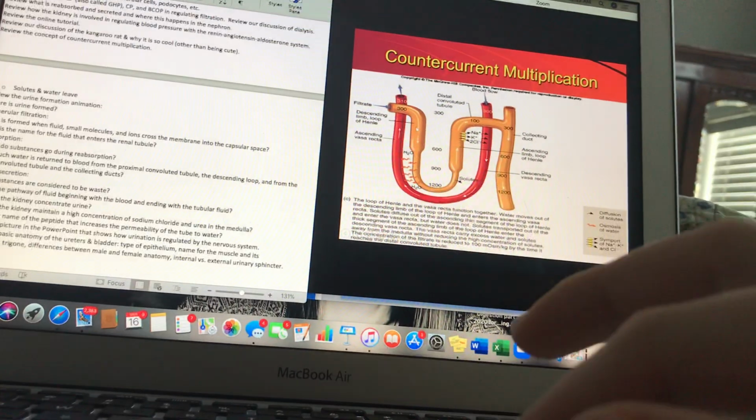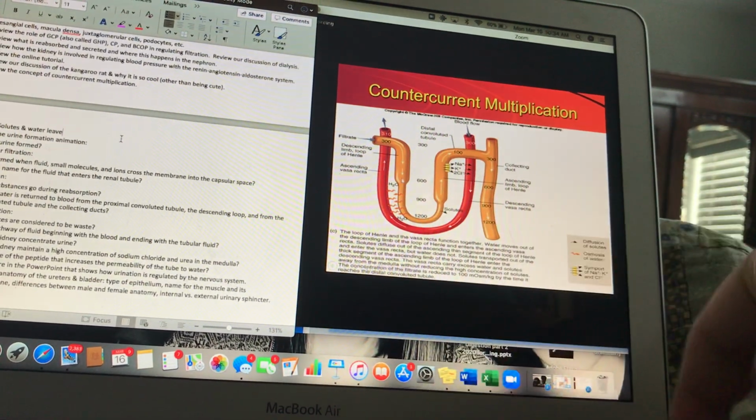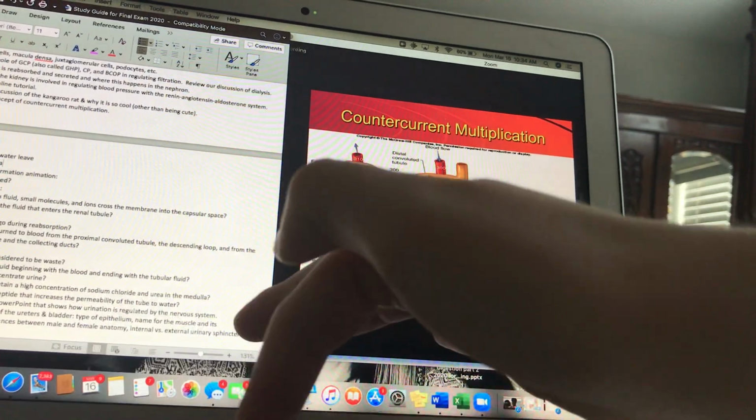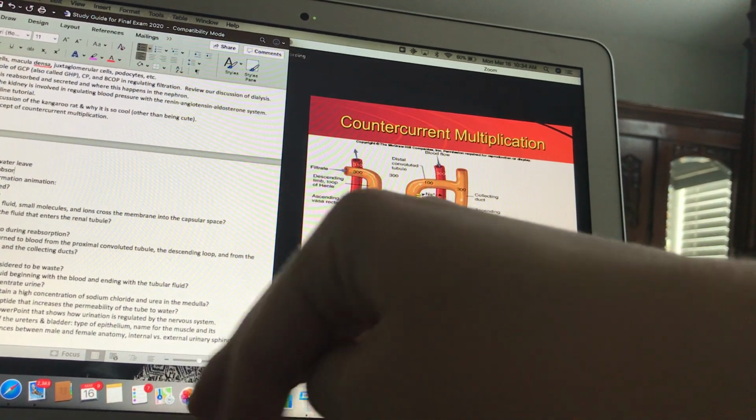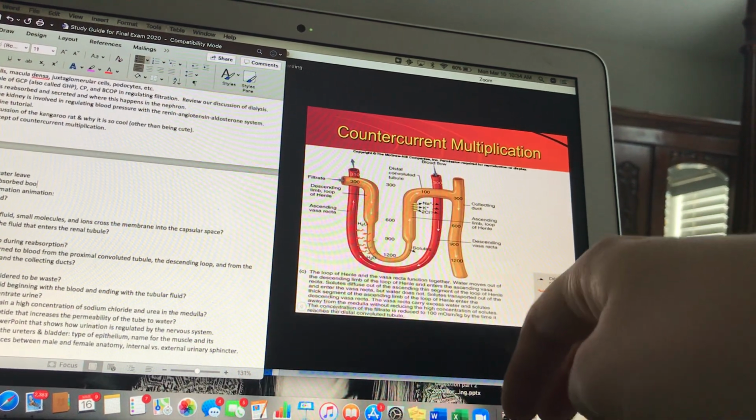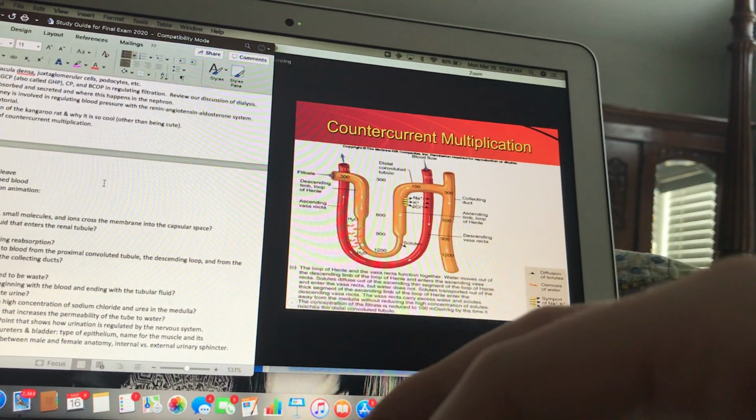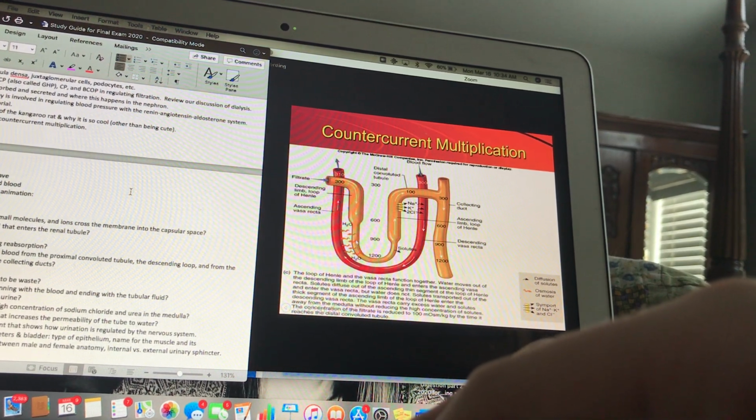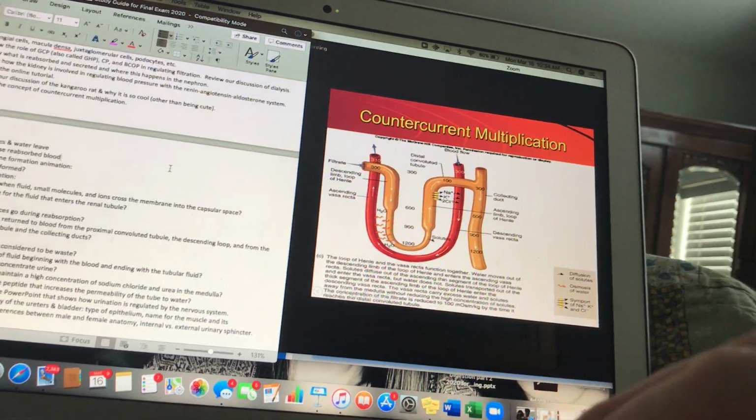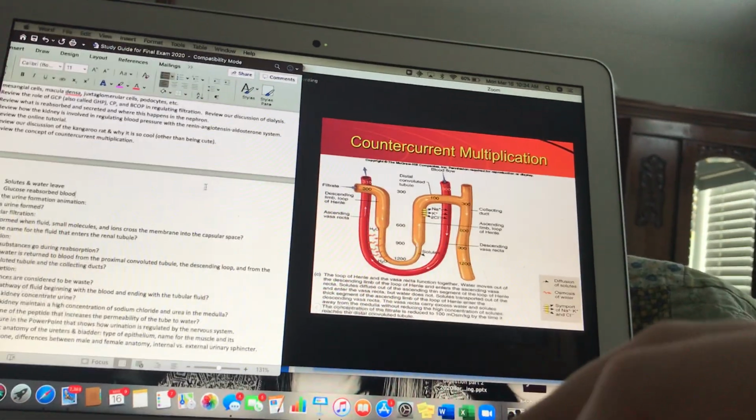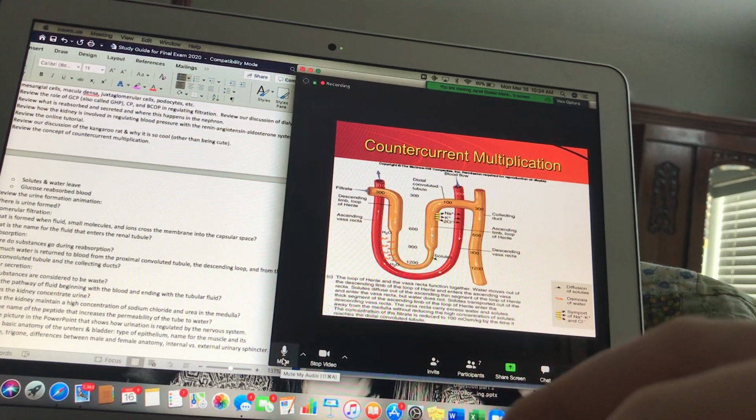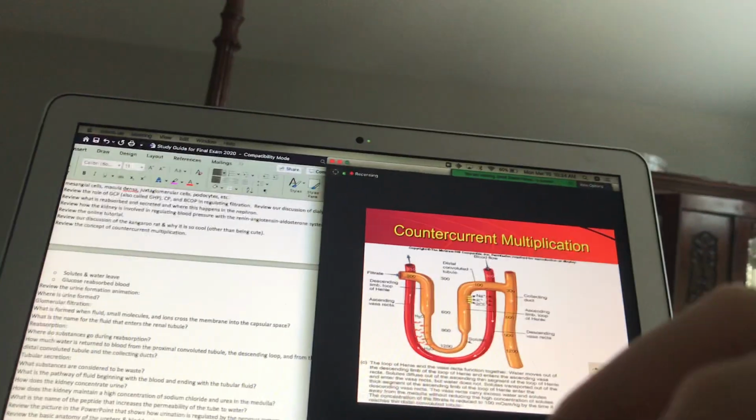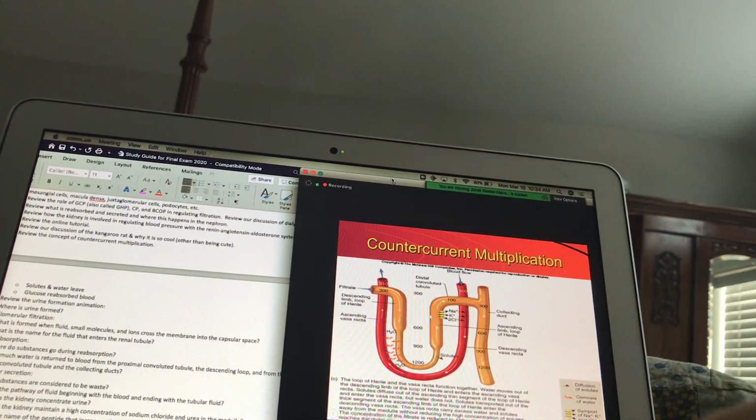Yeah. So in this case, what we're seeing is we're going down through the descending loop of Henle. And when we go down through the descending loop of Henle, what happens to the concentration of solutes in the tubule? They increase. And why do they increase? Because water is leaving, okay? And then we go back up, and then what happens to the concentration of solutes? It goes back down because solutes are leaving. Yeah, this time the solutes are leaving, and it's sodium, potassium, and chloride ions with this import protein.